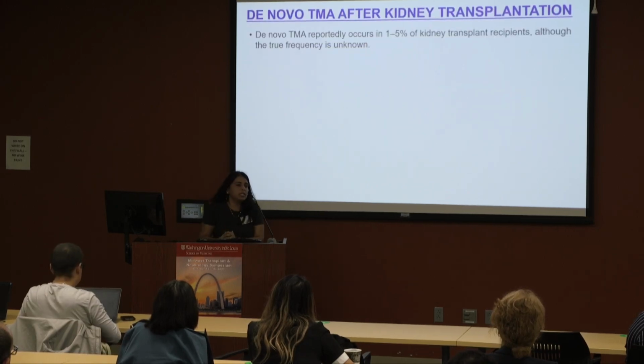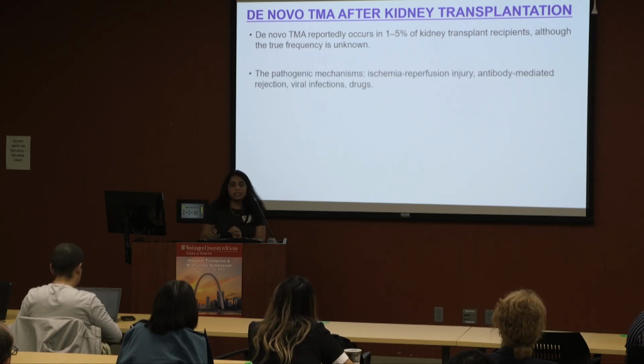One was de novo TMA after kidney transplantation. So de novo TMA in general, if you look at the reports, is reported in about 1 to 5%, but I think the true frequency is unknown. And the pathogenic mechanisms of why patients develop de novo TMA are the usual risk factors, the triggers: infection, surgery, ischemia reperfusion injuries, drugs, and rejection.